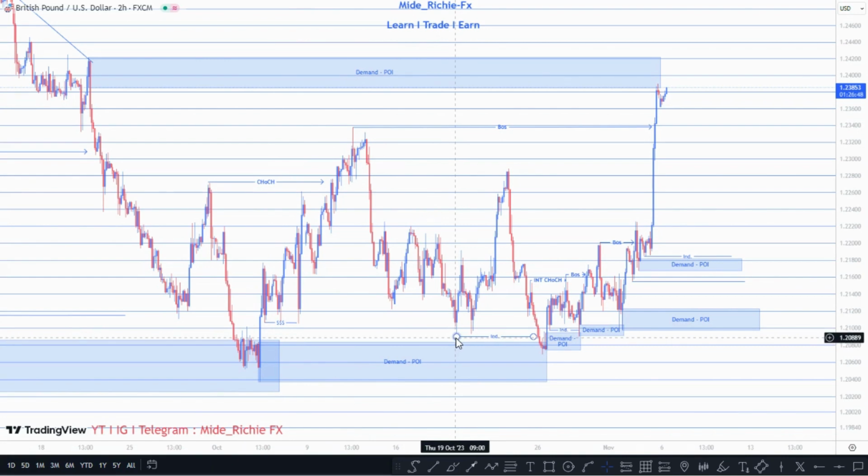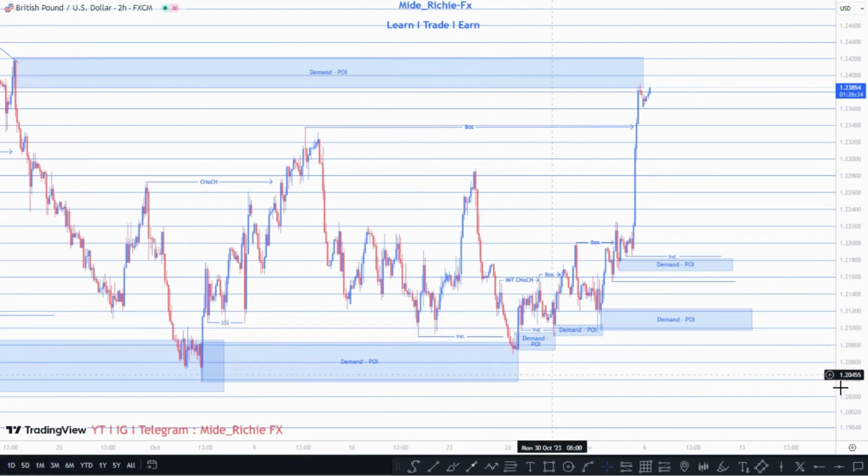I really call this one inducement because the market had not really mitigated the demand zone even after taking out this triple low, right? The market just came out, took out the triple low, gave us another move to the upside, then came back to take out the inducement, then the remitigation happens.